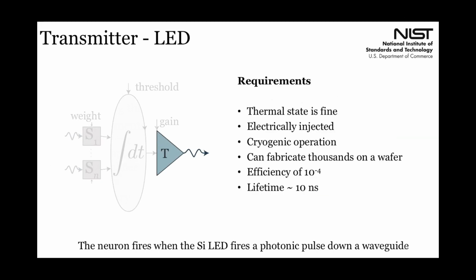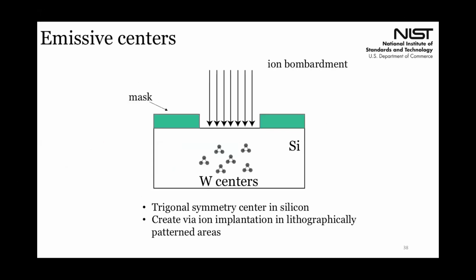We have very different requirements. We don't require a quantum state. A thermal state is fine. We'd like it to be electrically injected so that it can be triggered by the neuron. We actually require cryogenic operation because we're using superconducting detectors. We want to be able to fabricate thousands on a wafer. Our efficiency doesn't have to be that high. We find that if we can get 10 to the minus 4, then we can start to build large-scale, interesting systems. And the lifetime should be around 10 nanoseconds.